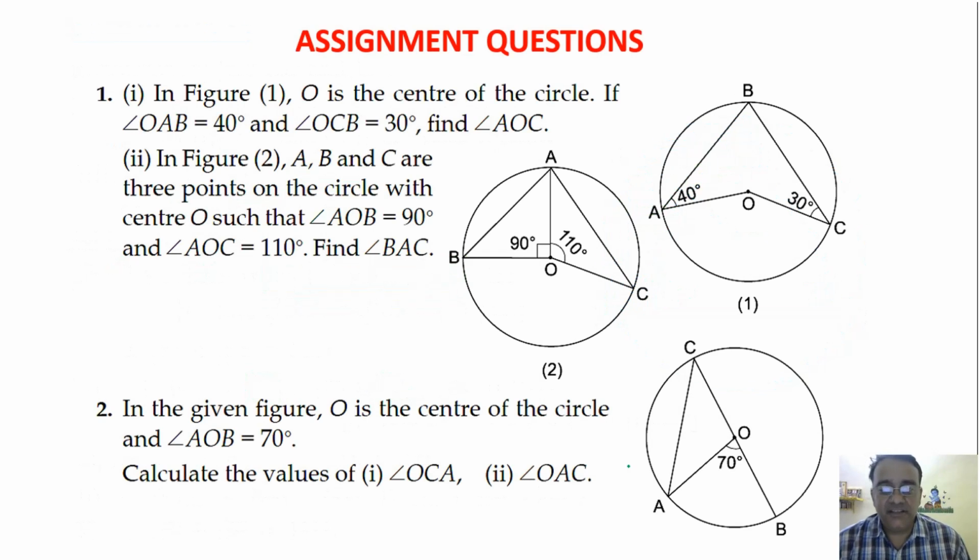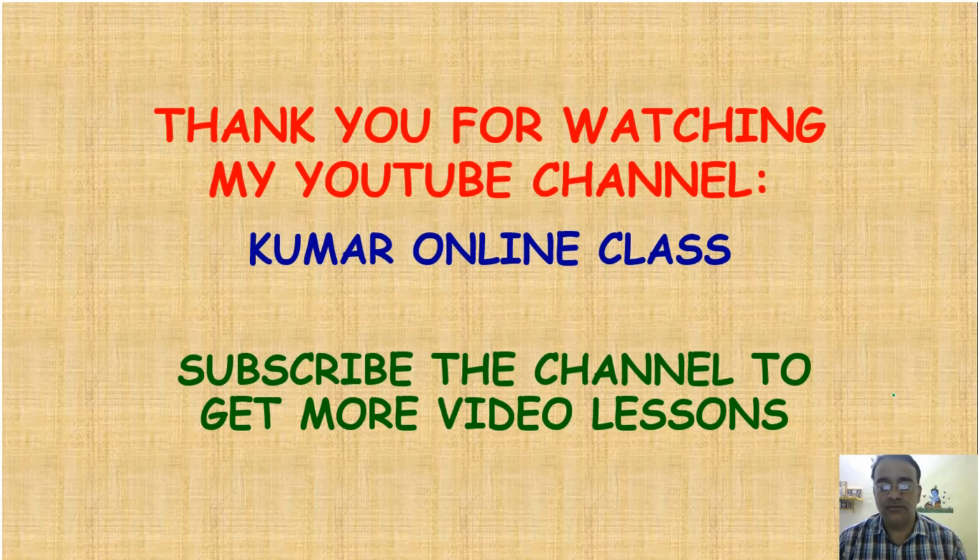Now the next section is the assignment questions. Only 2 questions are there. In the first question you have to find angle AOC, in the first figure. In the second figure you have to find angle BAC. In the second question you have to find angle OCA and angle OAC, right? You have to complete these assignments and send them through Google Classroom. Okay, so that's all for today's session. Thank you very much.